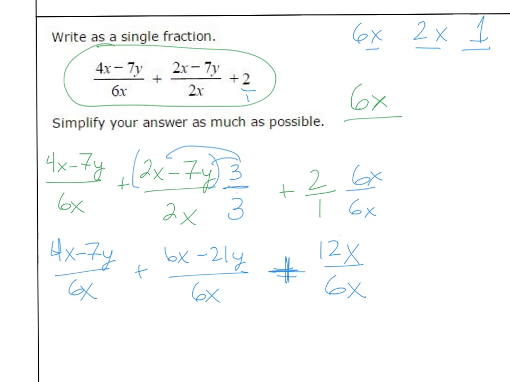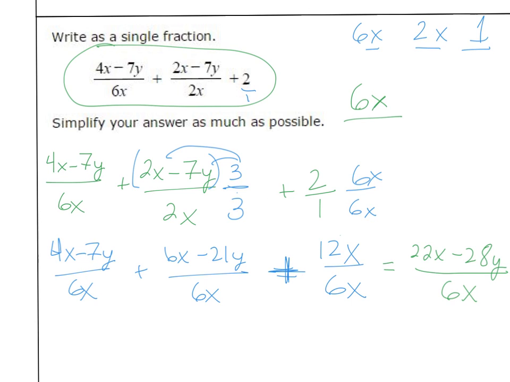So I'm going to pause the video, and when it pops back on, you're going to see over here the answer that I got when I combined the like terms. Alright, so if I combine these x terms together, I get a 22x, because 4x plus 6x plus 12x is 22x. And these guys are friends, and they make a negative 28y.